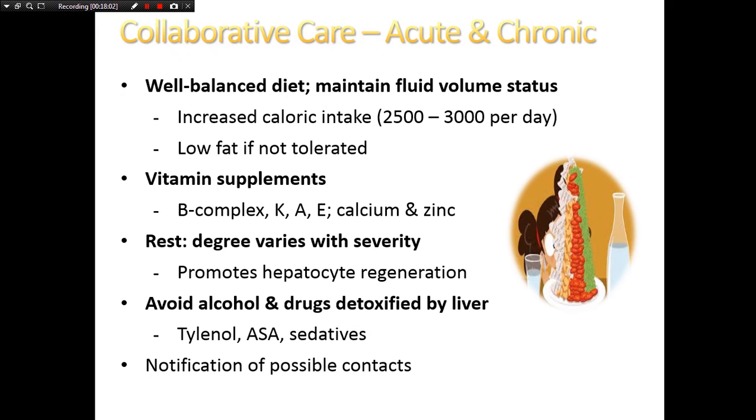Some of the collaborative care for both acute and chronic hepatitis is these patients need to be on a well-balanced diet. They need to have adequate fluid volume status. An increased caloric intake somewhere between 2,500 to 3,000 calories per day. And that's just because their metabolic rate is so high. And we want to make sure that they have an adequate amount of calories to promote liver regeneration.